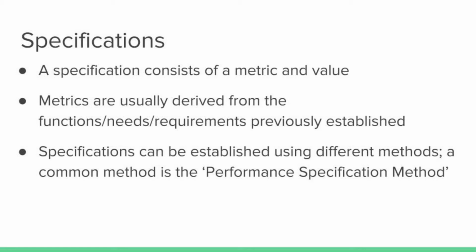Metrics are usually derived from functions, needs, requirements previously established. I keep going back to lightweight, but lightweight, how do you measure weight? You put it on a scale and you measure pounds. Then you establish these using different methods. You could use the performance specification method. I'm not really going to talk that much about methods. I think you guys can figure this out.